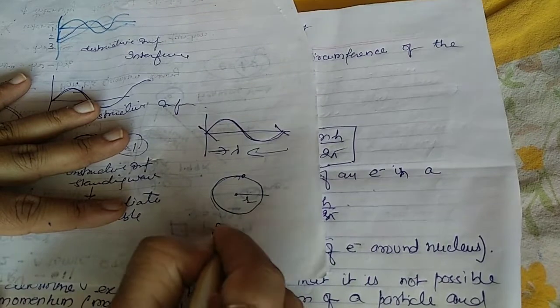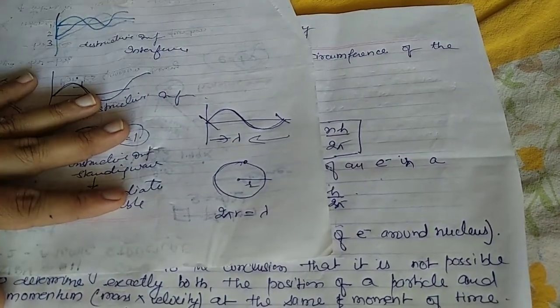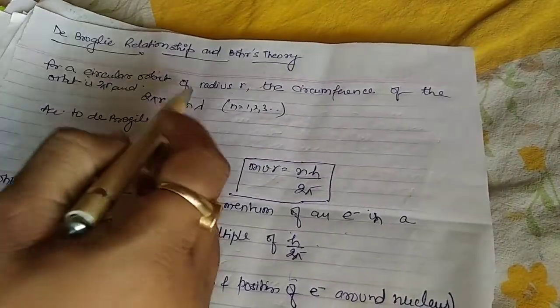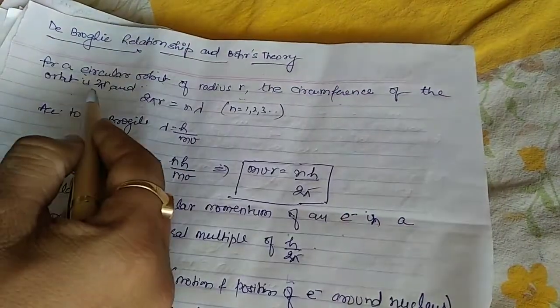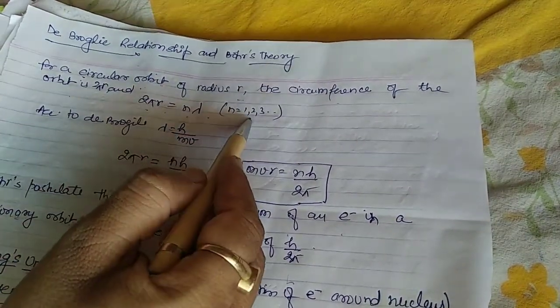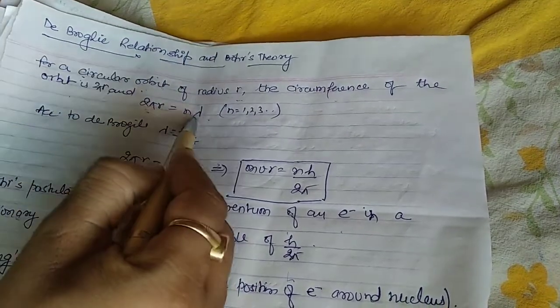So its path will be 2 pi r and this will be equal to lambda, right? So for a particular orbit of radius r, the circumference of the orbit is 2 pi r, and 2 pi r is equal to n lambda, an integral multiple, that is n lambda, energy level n. So 2 pi r is equal to n lambda.